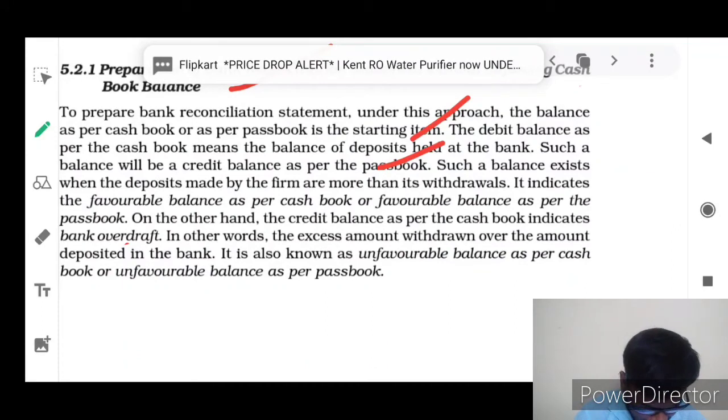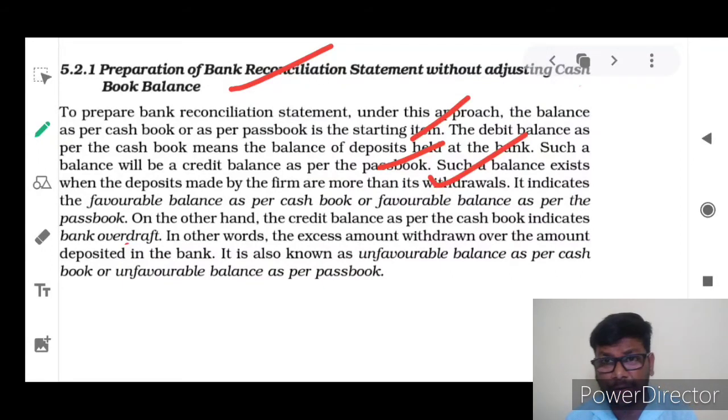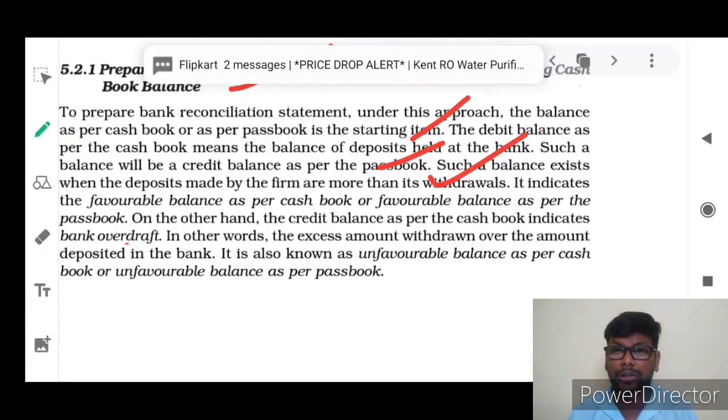Then such a balance exists. Such a balance exists when the deposits made by the firm are more than the withdrawals. See, what is the meaning of deposits? If you are depositing money into your bank account, that is good for you, isn't it? If you are withdrawing, you are taking money from your bank account. Anyway, your bank fund will reduce day by day.